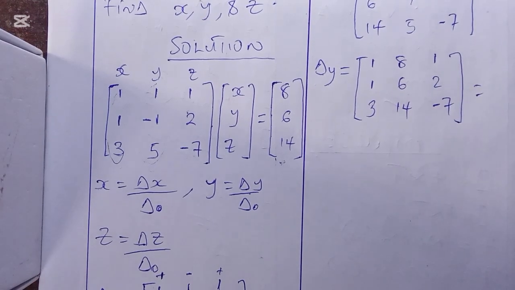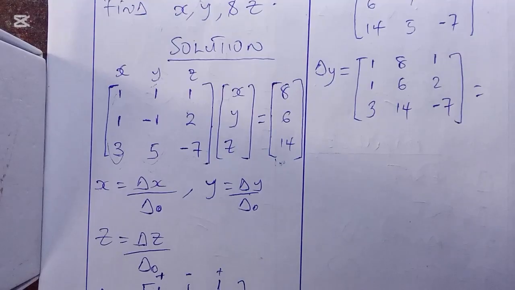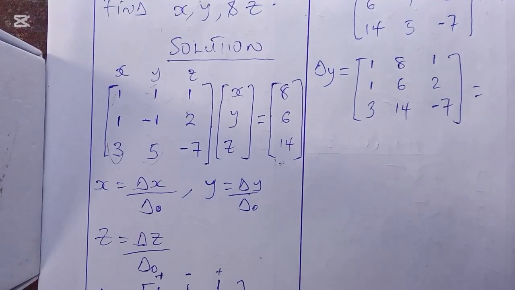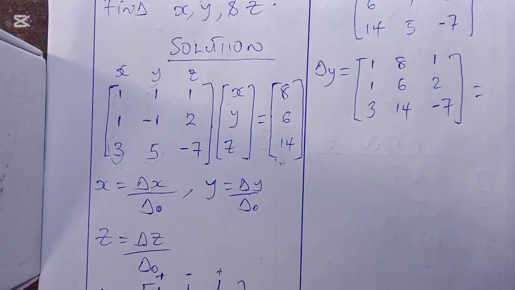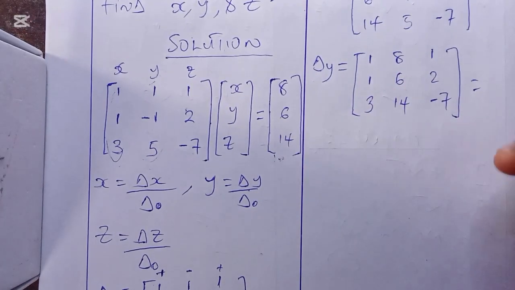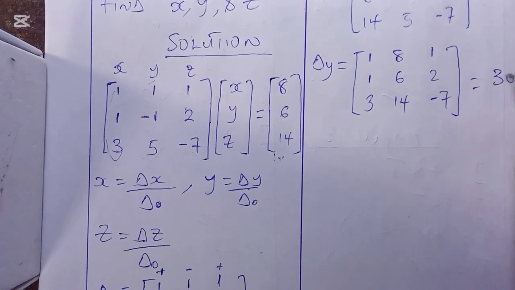Because of time, I don't want the video to be too long. That is why I'm skipping the determinants. But the same way I solved it earlier for changing naught, the same way you solve the rest. So ensure after this video you try it and check if you get the same answer that I got. So if you find the determinant of this 3 by 3 matrix, your answer will be 30.